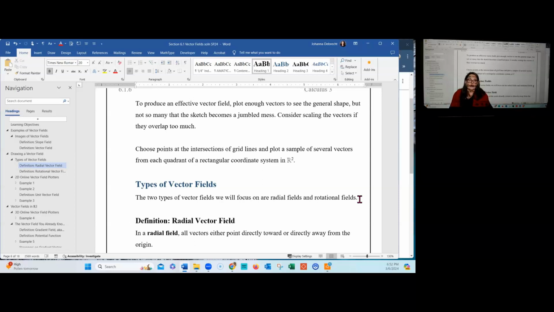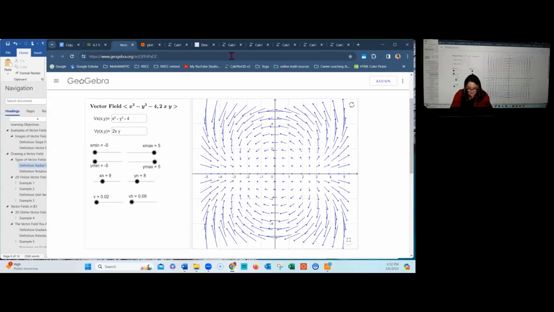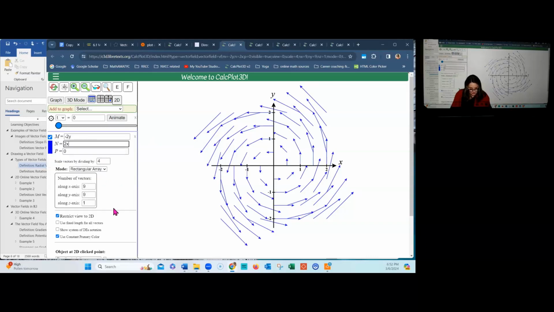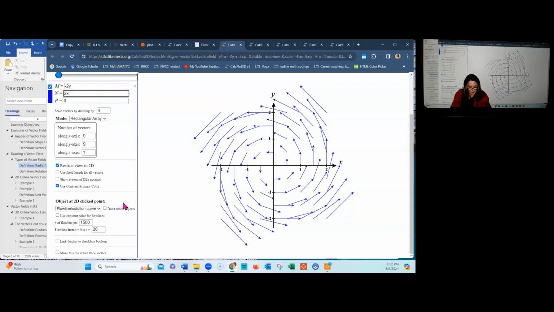Let's take a look at an example, and let me show you what I mean by becoming a jumbled mess. Let's take a look at a vector field here in CalcPlot 3D. In CalcPlot 3D, instead of calling them P, Q, and R, it's calling them M, N, and P. When you're looking at this, it opens up a box which says number of vectors along the x-axis, the y-axis, and the z-axis. If you want to plot a two-dimensional vector field, then you only want one along the z-axis, and you'll want to click the box for restrict view to 2D.